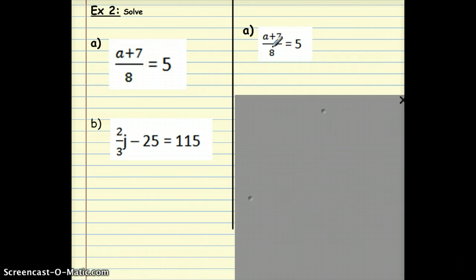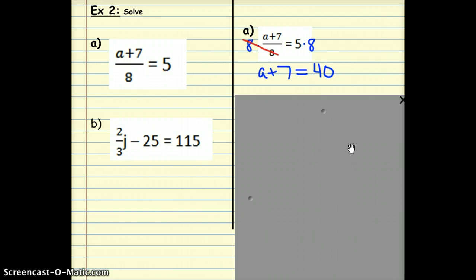So this says to divide by 8. So we're going to do the opposite. We're going to multiply by 8 on both sides. And when we do that, multiplying by 8 and dividing by 8, these cancel one another out. So it is all gone. On the left-hand side, we're left with a plus 7, and on the right-hand side, we've got 40.